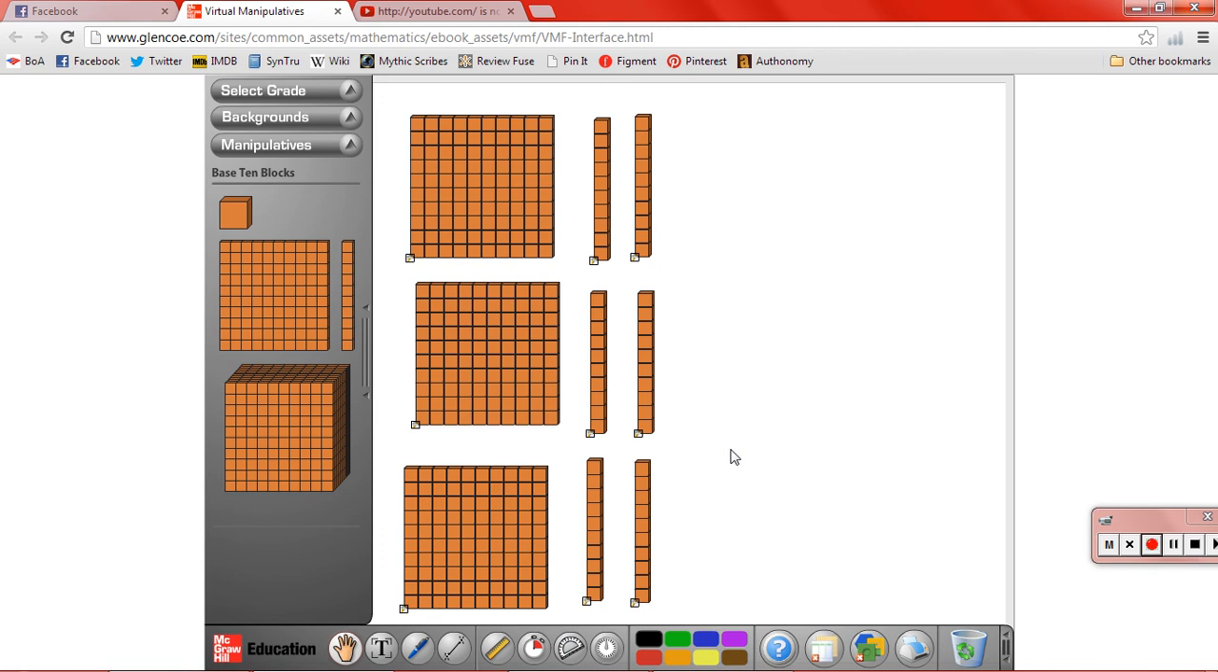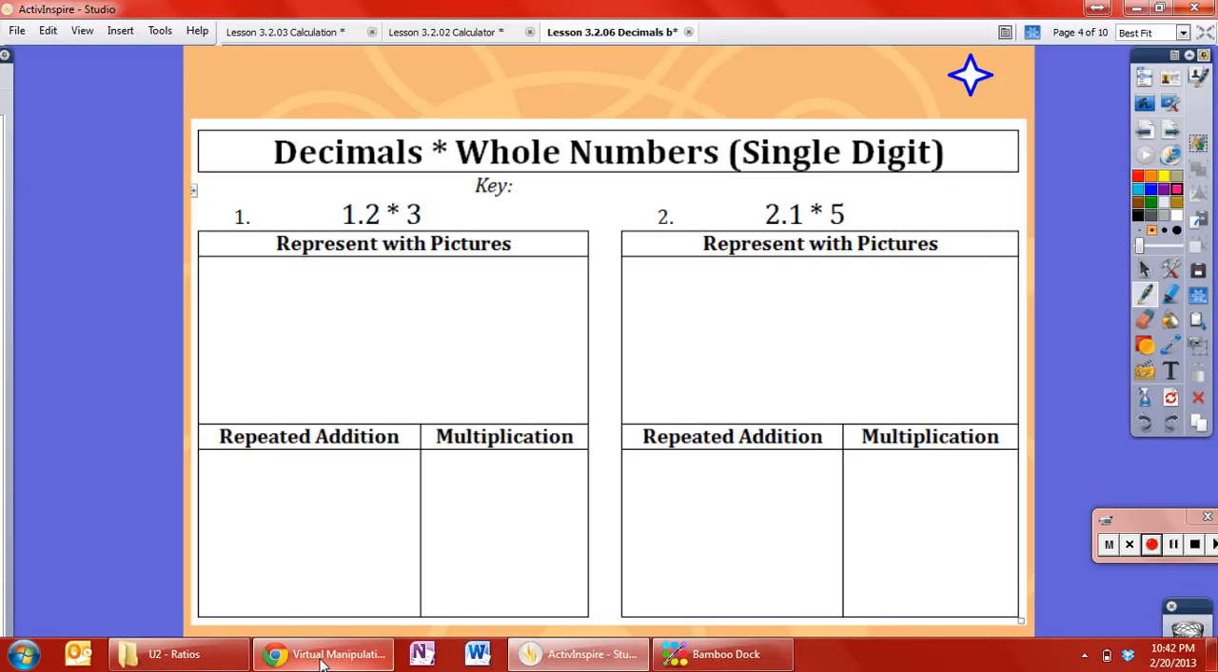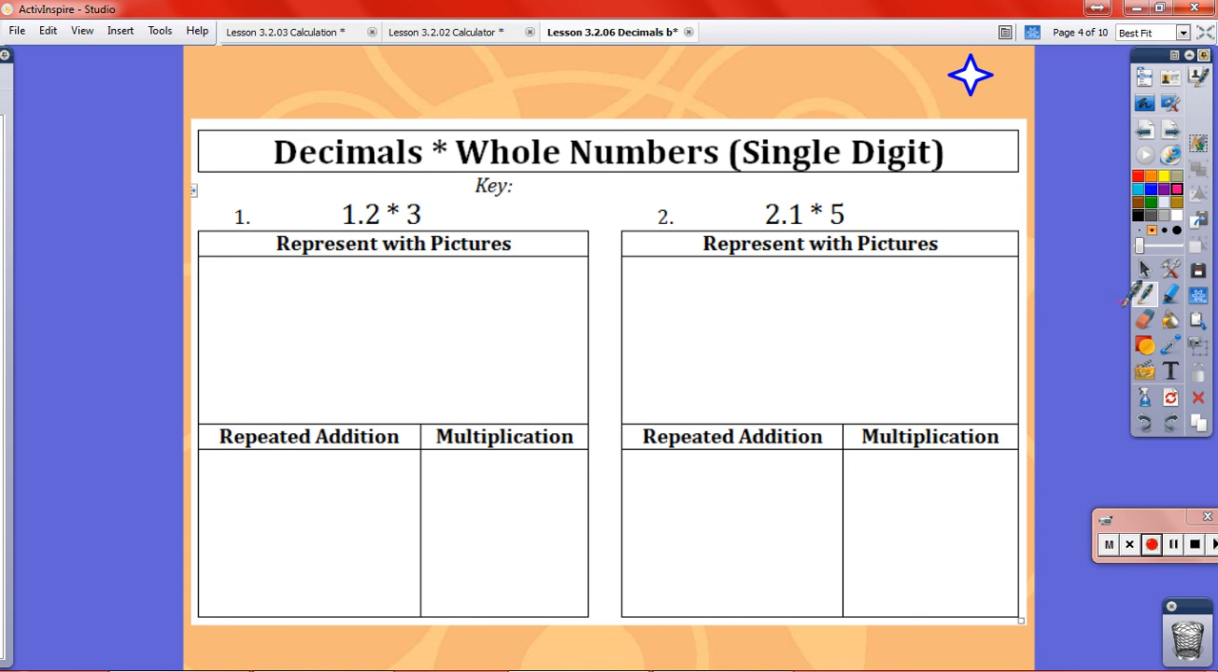Then I can just count up my pieces. I start with the smaller pieces. I have 1, 2, 3, 4, 5, 6 tenths, and 1, 2, 3 wholes. So we're going to go ahead and represent that with symbols. We're going to use a square to represent a whole or a unit.